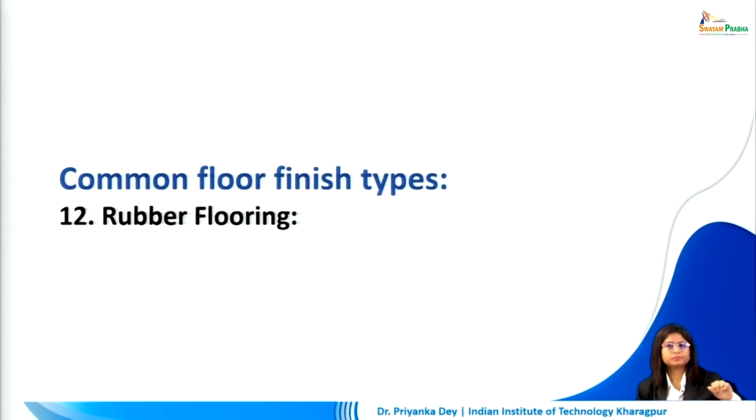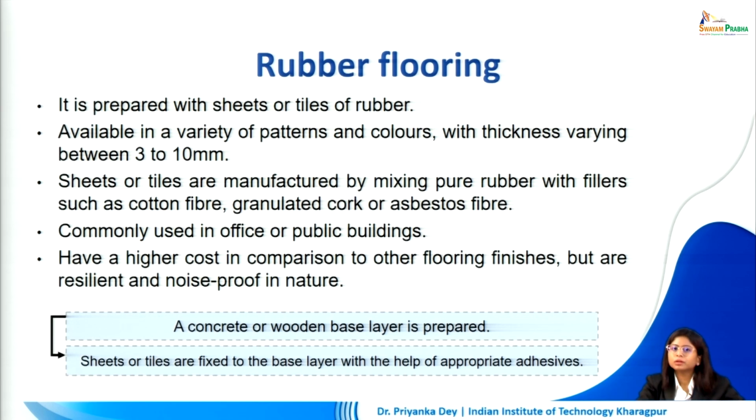Rubber flooring can also be used. This is usually prepared with sheets or tiles of rubber, and it is available in various patterns and colors and can vary in thickness from 3 to 10 mm. Now, the sheets or tiles are manufactured by mixing pure rubber with fillers such as cotton fiber, granulated cork or asbestos fiber.